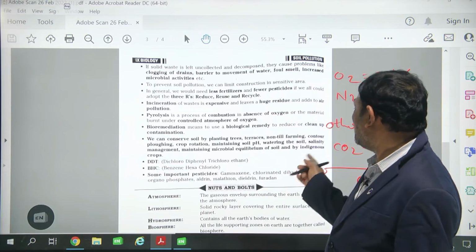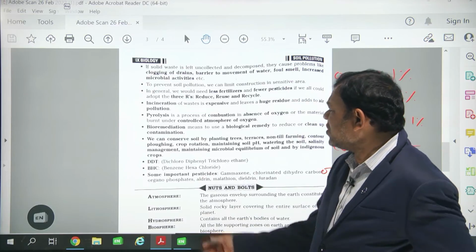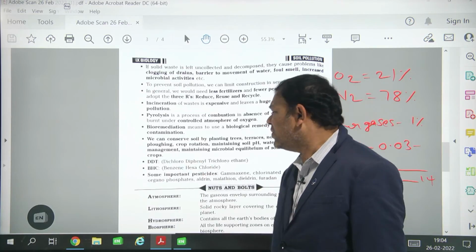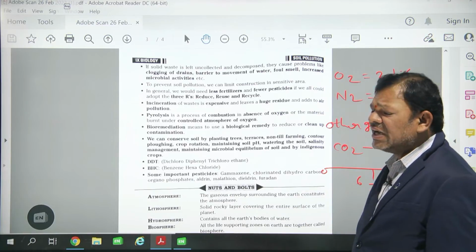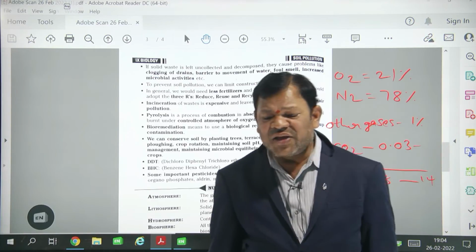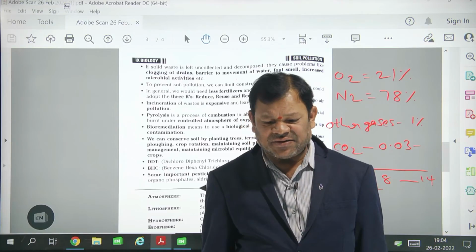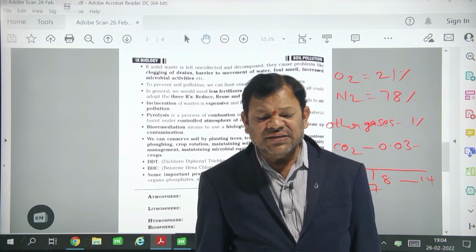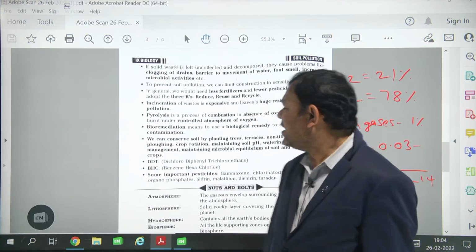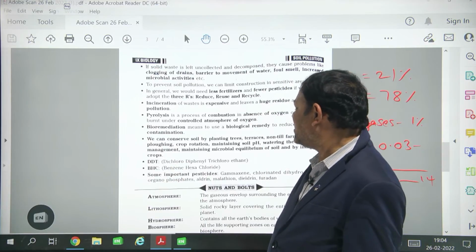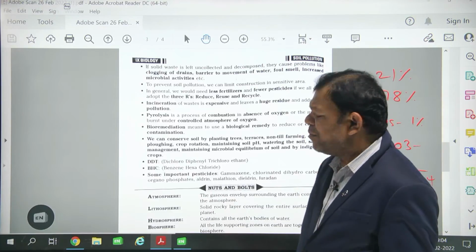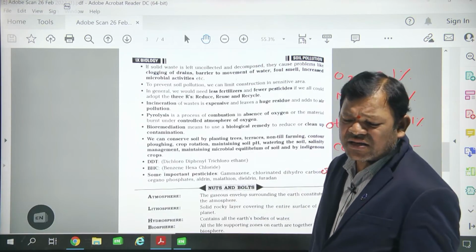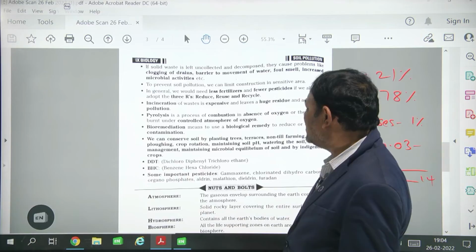Okay, so indigenous crops. Here, DDT full form is dichlorodiphenyltrichloroethane. DDT is one example of an insecticide. BHC means benzene hexachloride. This is also an example of an insecticide.